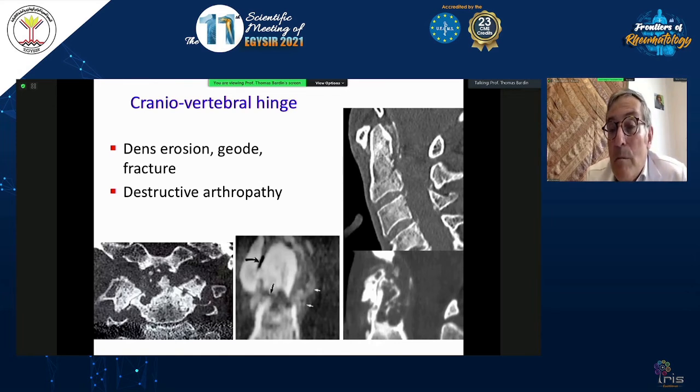These manifestations at the craniovertebral hinge can also be some erosions of the odontoid dens, and this can lead to some fracture or complete lysis of the dens. And in a few cases, we observe these destructive arthropathies very difficult to treat because no surgery is possible.